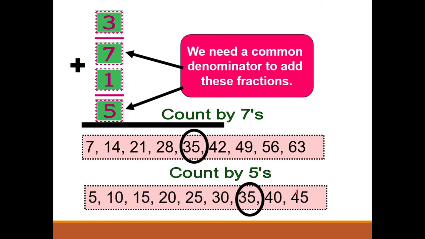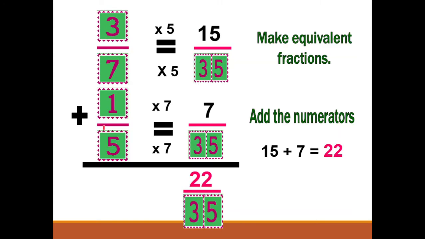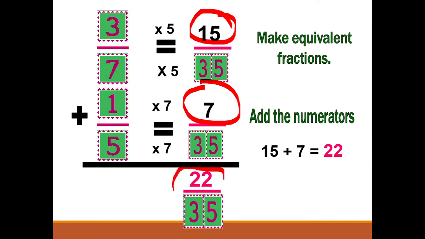O, tingnan tayo uli ng another problem. So, ito uli: 7 and 5. Pag chinek mo yan, makikita mo sa 35 sila magkamukha. Yun yung common nila ng kanilang fraction, 35. So, check natin. 35 divided by 7 is 5, times 3 is 15. Tapos, 35 divided by 5 is 7, times 1 is 7. And then, 15 plus 7 is 22 over 35. So, this will be your answer.